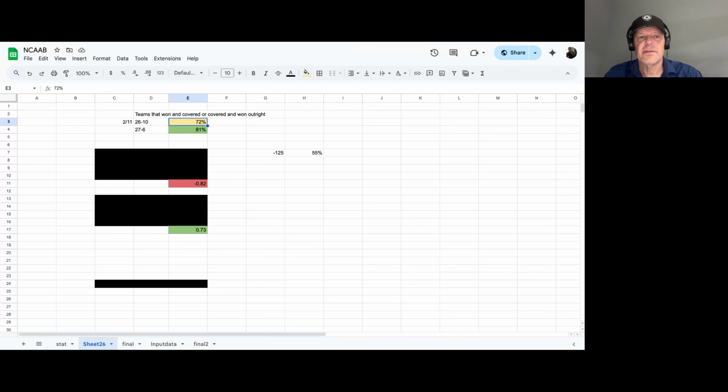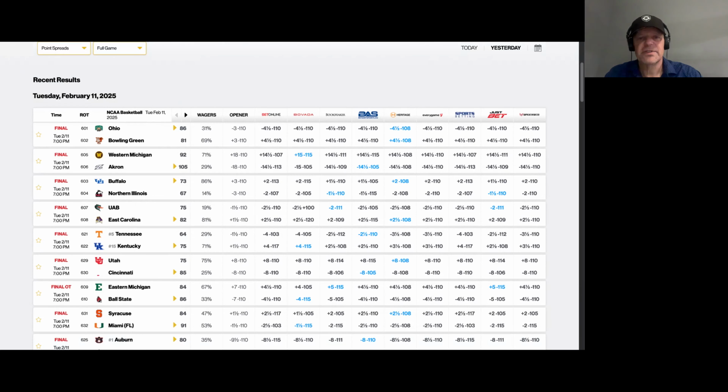Let's go over here and look at last night. So what I mean by that, and let's just use bookmakers closing line. You can use opening line. It's going to end up the same percentage, whether you use opening line or closing line. For example, Ohio was -4.5, so they won the game and also covered. Akron won 105-92. The line was -14.5.